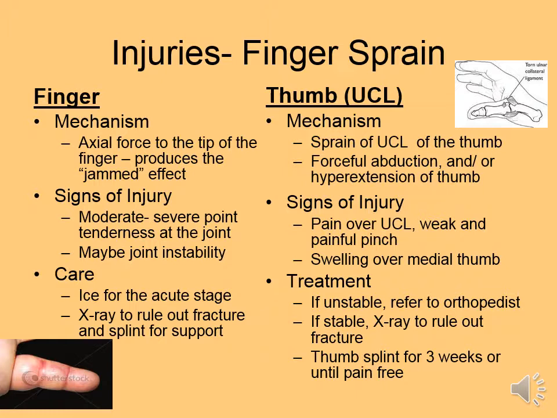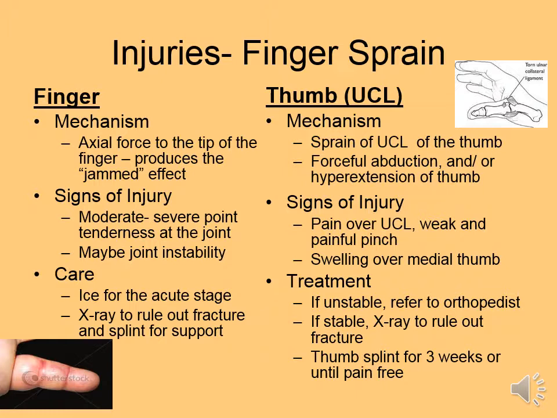Our signs of injury would be moderate to severe point tenderness at the joint, and maybe some joint instability. So if we do some joint play, I usually do basically the same types of joint movements I would do at the knee, because the finger is almost like a little tiny knee. And if they have joint instability in that finger, then that would be an indication that they maybe have a moderate or severe sprain of the finger.